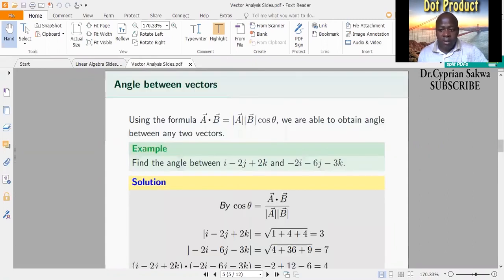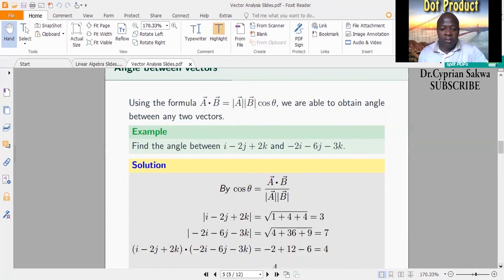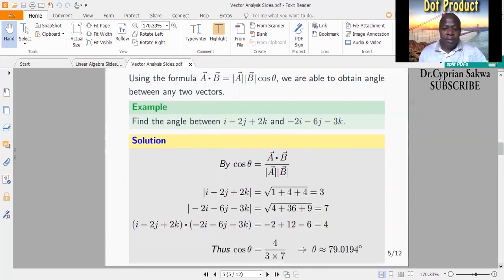So that is okay. As I already mentioned, we can get the angle between vectors, and we use this formula. That one is very easy. For example, find the angle between these two. Just find the dot product and then find the magnitudes and make theta the subject of the formula. Let me just do that very fast.